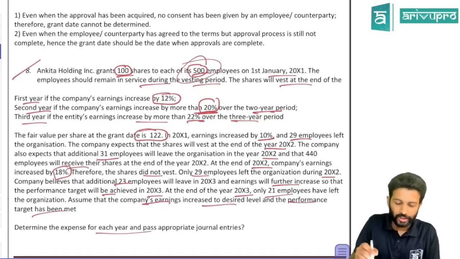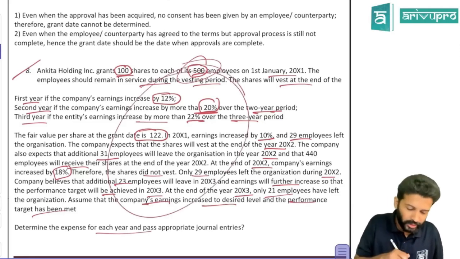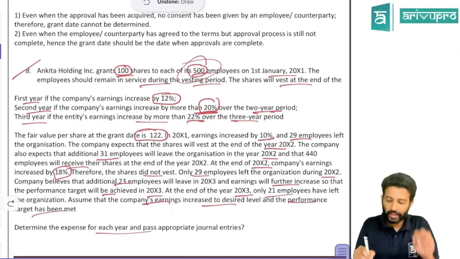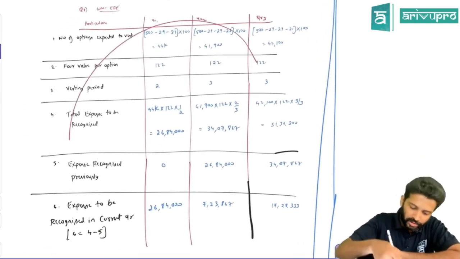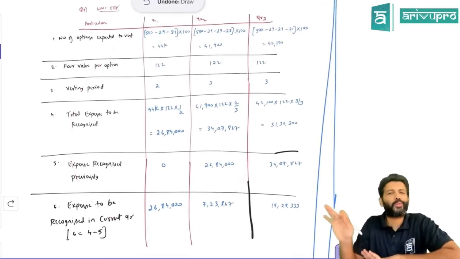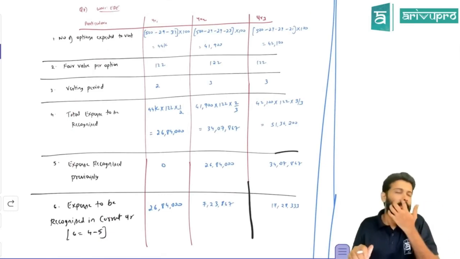So what are you giving? Have they told us they will give cash based on share price? No, we are giving shares only. That means this is an equity settled plan, or ESP. How to do the accounting? If you remember our class, I have made a small format. This format you can work out for almost all the problems. I have not changed the format, and I'll revise with the same format. So what is this format?